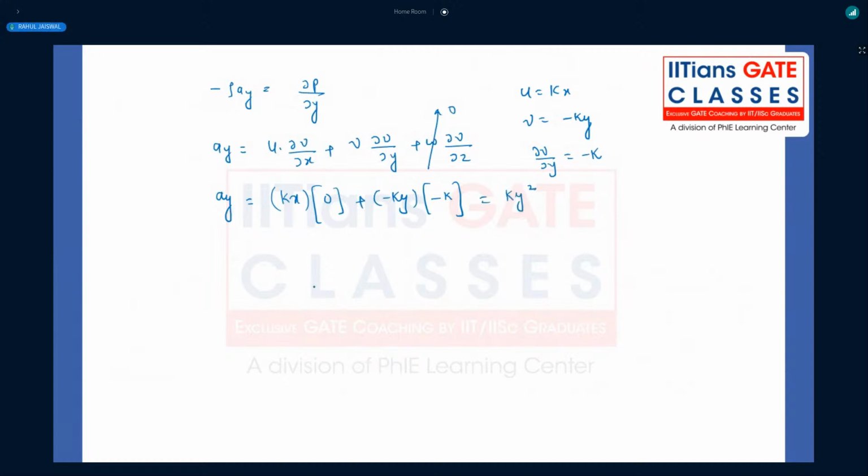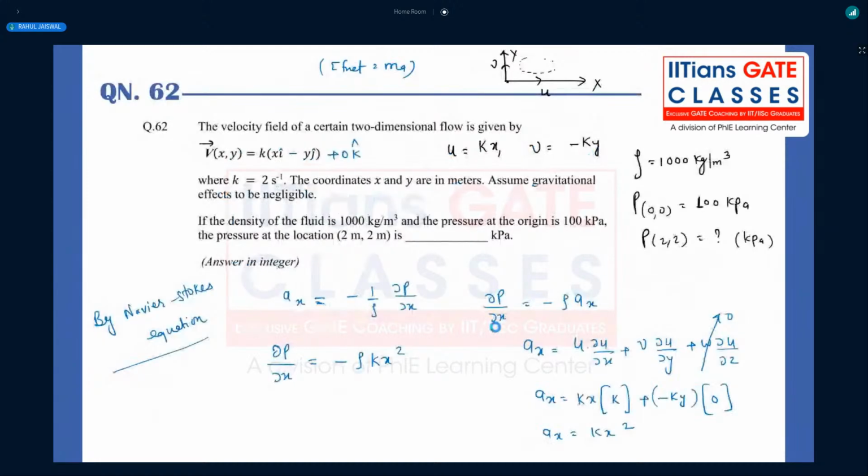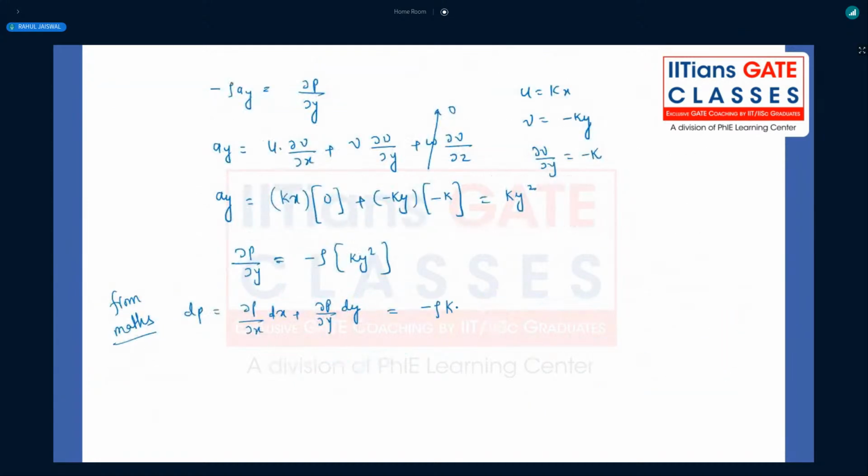K y square, right? So here if you just write dou p by dou y, what will that be? Minus rho times a_y, which will be k y square. So finally, the total pressure, from mathematics, dp is dou p by dou x into dx plus dou p by dou y into dy. So what can we write? Minus dou p by dou x is what we just calculated, minus rho k x square, and minus rho k y square.